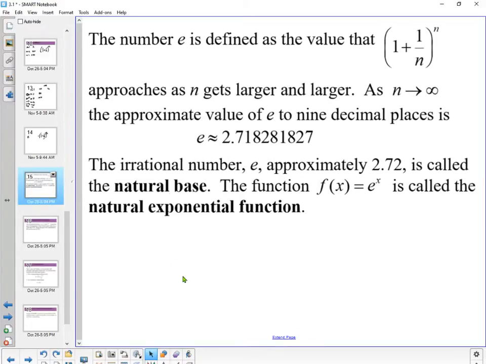Okay, some things you need to know. That number that we found, approximately 2.718283 in the other calculator, is an irrational number. It will never, ever stop. And we call it the natural base. This function here is called the natural exponential function. And that should make sense, right? If e is a natural base and we put it to an exponent, then it's the natural exponential function. See or no?